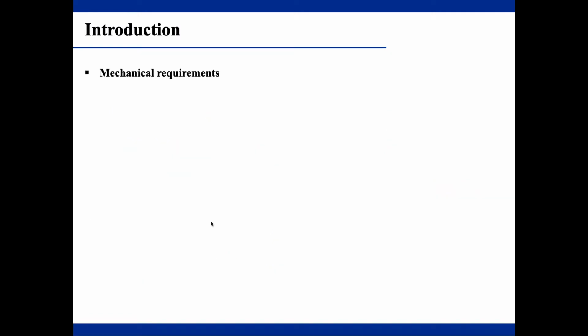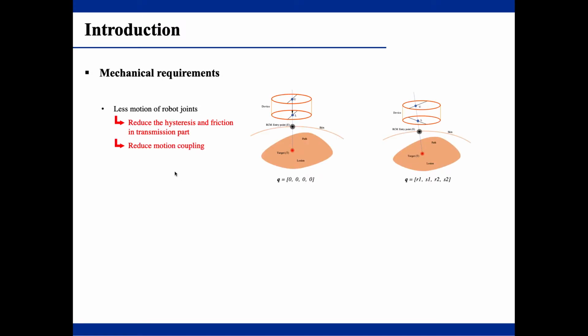Criterion 3 is about less motion of the robot joints, because less motion can reduce the hysteresis and friction in the transmission part of the real robot and reduce its motion coupling. For example, if the RCM is chosen just over the target and below the center of the robot, the robot does not need to move. So the positions of the joints are all 0. But for this, if the RCM is here, the positions of all joints are bigger than the former. So this process may include mechanical errors. So this choice is worse than the former. This is criterion 3, called MLM, mechanical less motion.